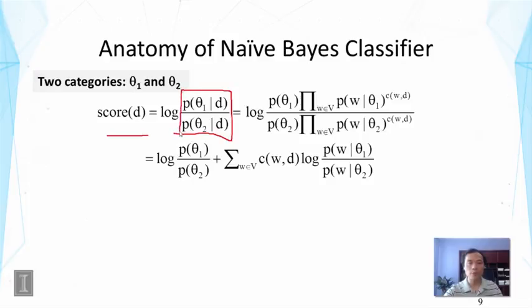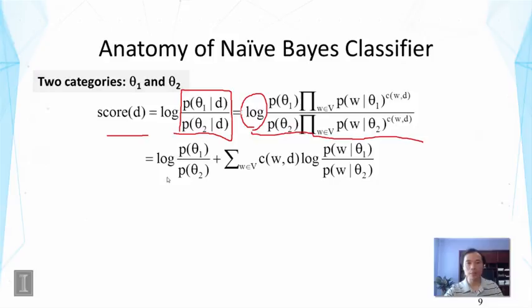So if the ratio is large, then it means it's more likely to be in category 1. So the larger the score is, the more likely the document is in category 1. By using Bayes' law, we can write down this ratio as follows, and you have seen this before. Now we generally take a logarithm of this ratio to avoid small probabilities, and this would then give us this formula in the second line.